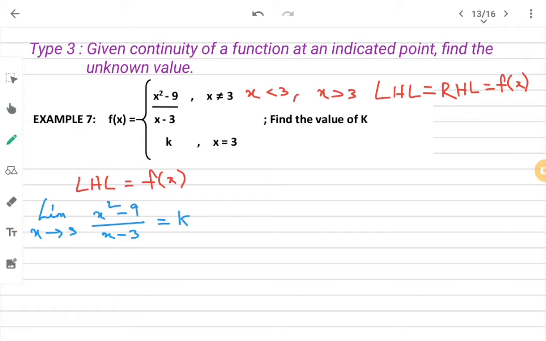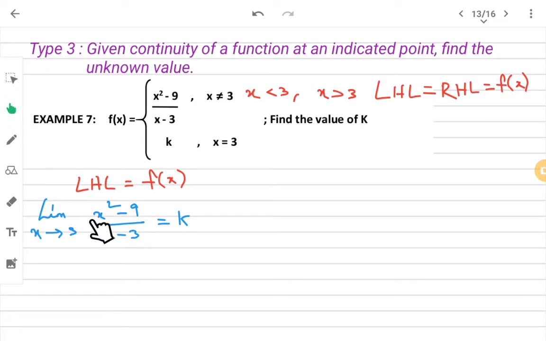Now you can replace the x value as 3. So 3 square minus 9 by 3 minus 3. Okay, if I am substituting like this, I am getting 0 by 0. Then it is indeterminate form. Then what we have to do? We have to factorize this, right? Don't forget to do that.